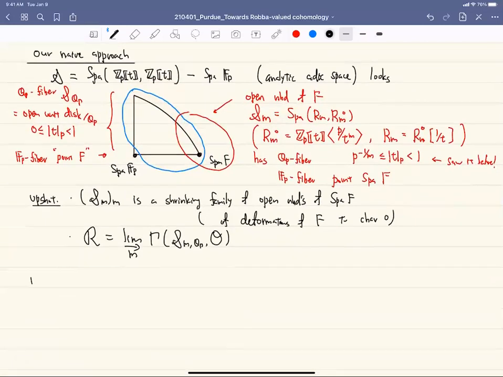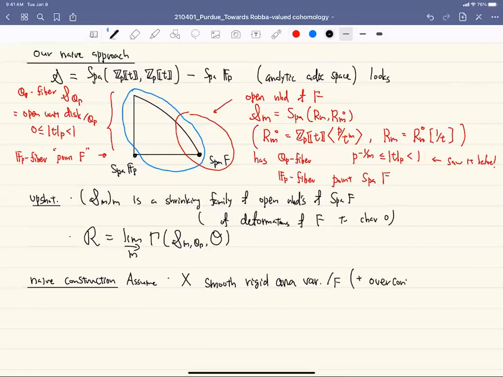So let me write down the naive construction. Let's assume we start with a smooth rigid variety over F. And then, because of issues about rigid geometry, I also consider a so-called dagger space, or strictly speaking, a variety together with a so-called overconvergent structure, which I'm not planning to explain. And assume it admits a lift over this space Sn.